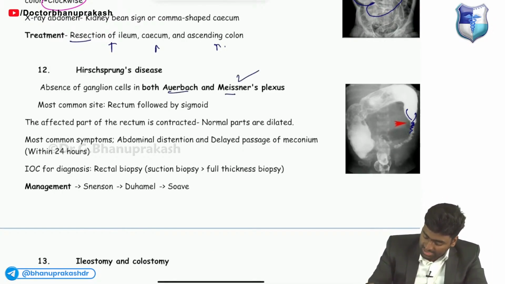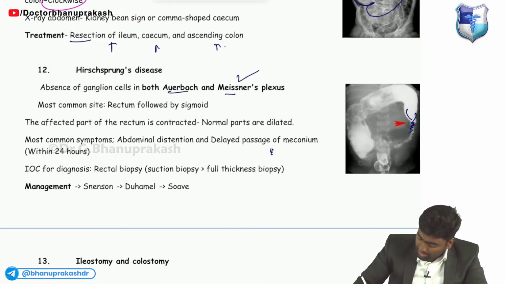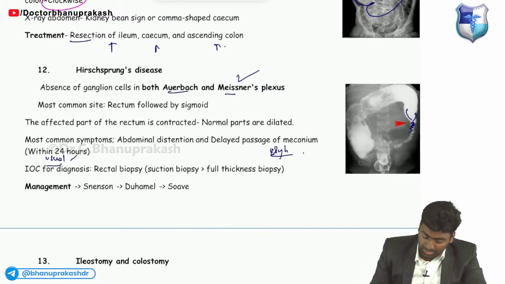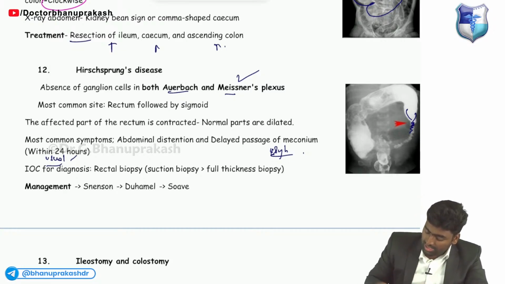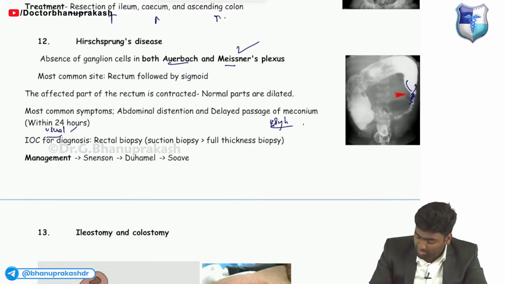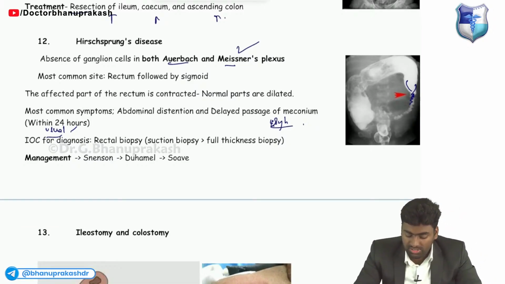Yeah, this delayed passage of meconium is especially what? It is more than 48 hours. Usually, within 24 hours the baby will pass its meconium. Remember, whatever this affected part is, it will be what? It will be constricted, whereas the normal part will be dilated. Fine. Yeah, that is known as aganglionosis.